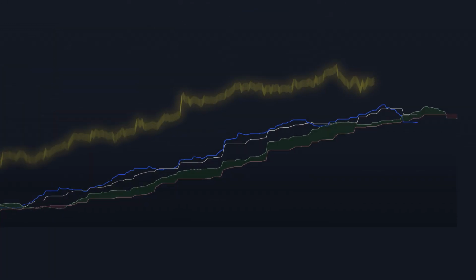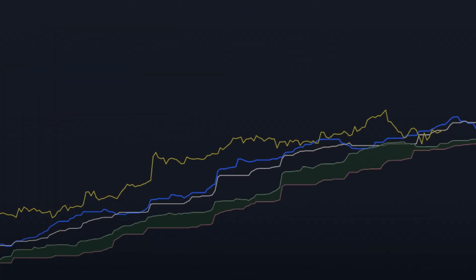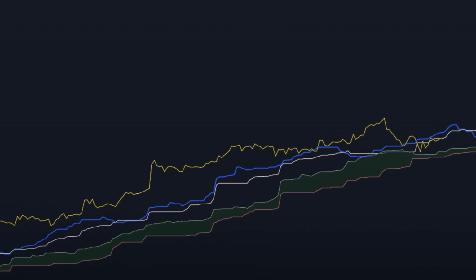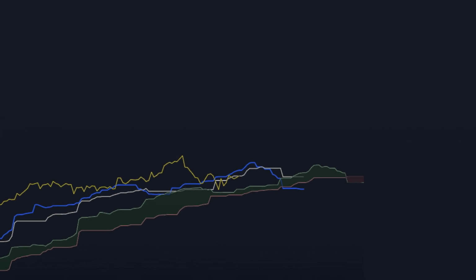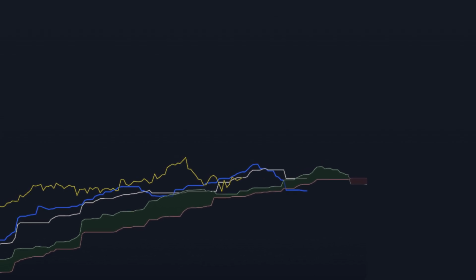Finally, we have the lagging span. This component of the Ichimoku Cloud indicator is the current closing price, plotted 26 periods behind. This helps traders assess the current price relationship with historical price action.